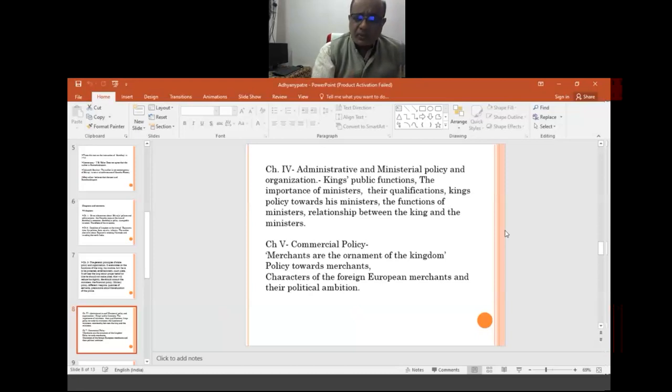Then chapter 5 talks about the commercial policy, and here he understands the importance of merchants. He says merchants are the ornament of the king. So what policy should be followed towards the merchants, like the ship merchants who travel by ship: tax should be imposed on them, but they should not be unnecessarily harassed. Then again, it talks about the character of the foreign European merchants and their political ambitions.